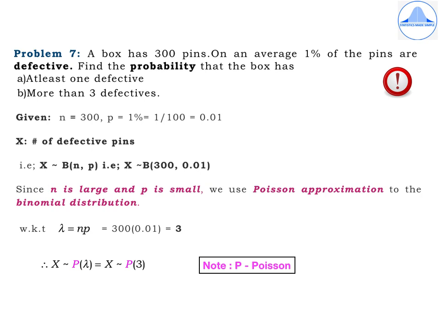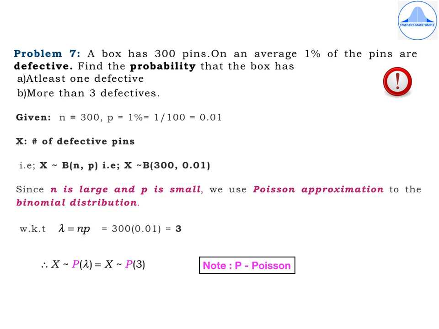Starting with the solution, in the given part, we have n equal to 300 and p is equal to 1%, which is 1 divided by 100, which is 0.01. So now you see that in this problem, n is large and p is small, and it gets converted from binomial distribution into the Poisson distribution.